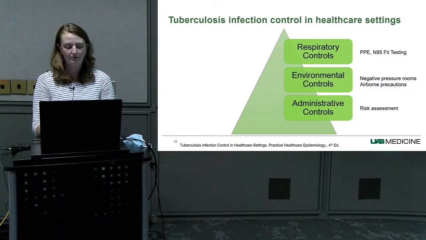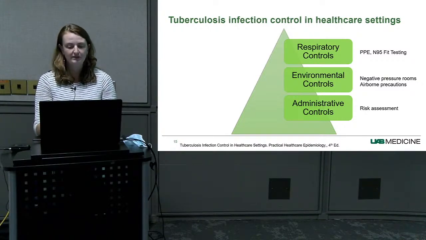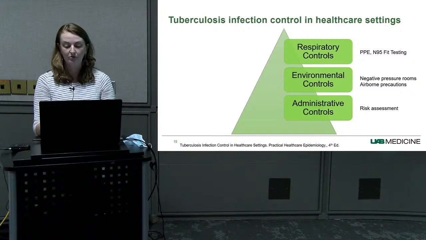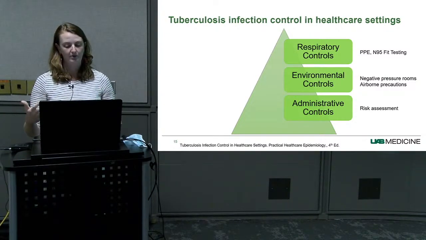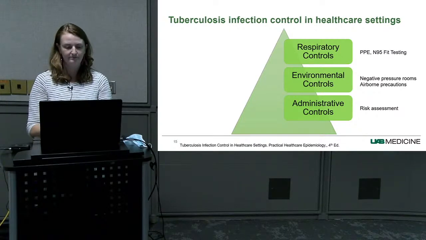In the middle of this pyramid, we have environmental controls, and this is focusing on preventing the spread and reducing the concentration of infectious droplet nuclei in the air. And so this includes having negative pressure rooms and the education and infrastructure in place to have patients on airborne precautions, which I'll talk about later. And lastly, at the top of the pyramid, we have respiratory controls. We're training our healthcare personnel on respiratory protection and educating them, and that includes proper PPE to wear, as well as our fit testing for N95 masks.